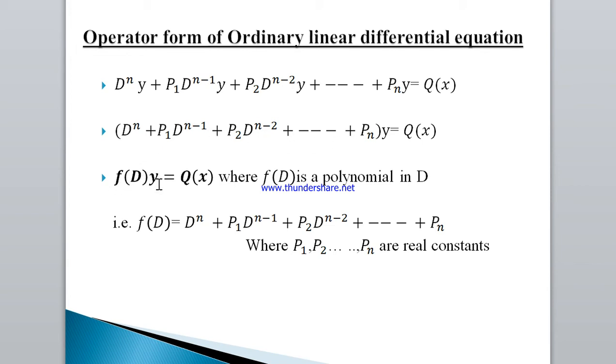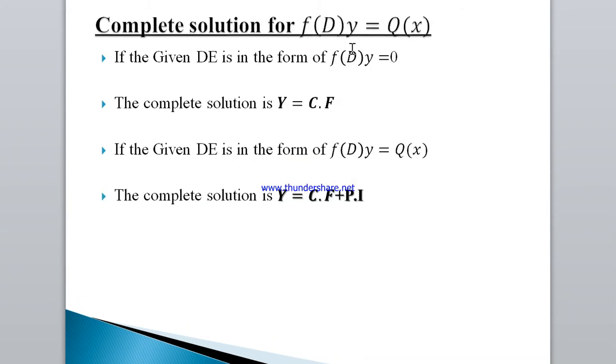So f of D into y is equal to q of x, where f of D is a polynomial in D, where f of D is equal to D^n plus p1 D^(n-1) plus p2 D^(n-2) plus and so on pn, where p1, p2, and so on pn are real constants. So this is our operator form for higher order linear differential equations, that is, f of D into y is equal to q of x. Here the solution is of two types, so we can discuss the solution to f of D into y is equal to q of x.